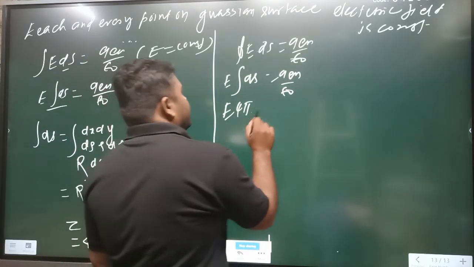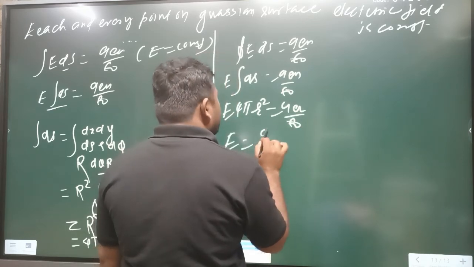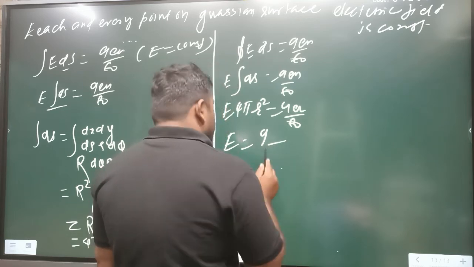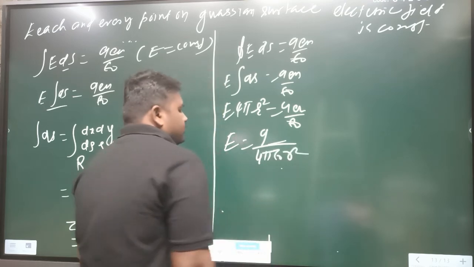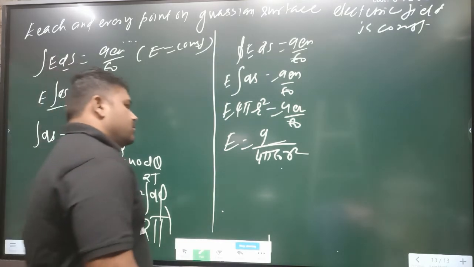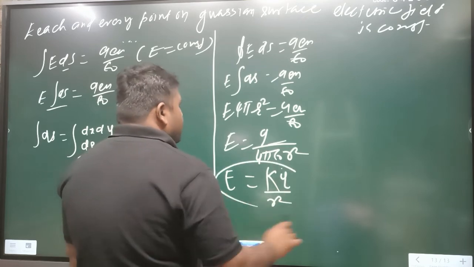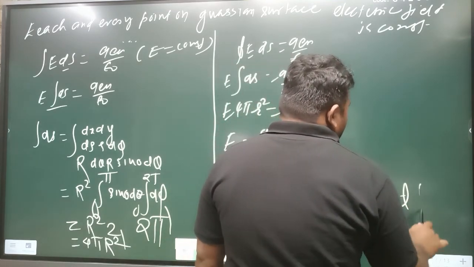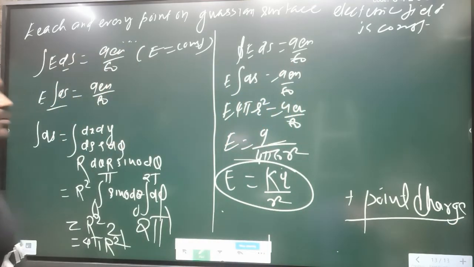4π r squared. So E times 4π r squared is equal to Q upon epsilon naught. Means the electric field E is equal to Q upon 4π epsilon naught r squared. Or we can write E is equal to KQ upon r squared, as 4π epsilon naught is nothing but 1 upon K. This is the electric field arising because of a point charge on the Gaussian surface. Yes or no?